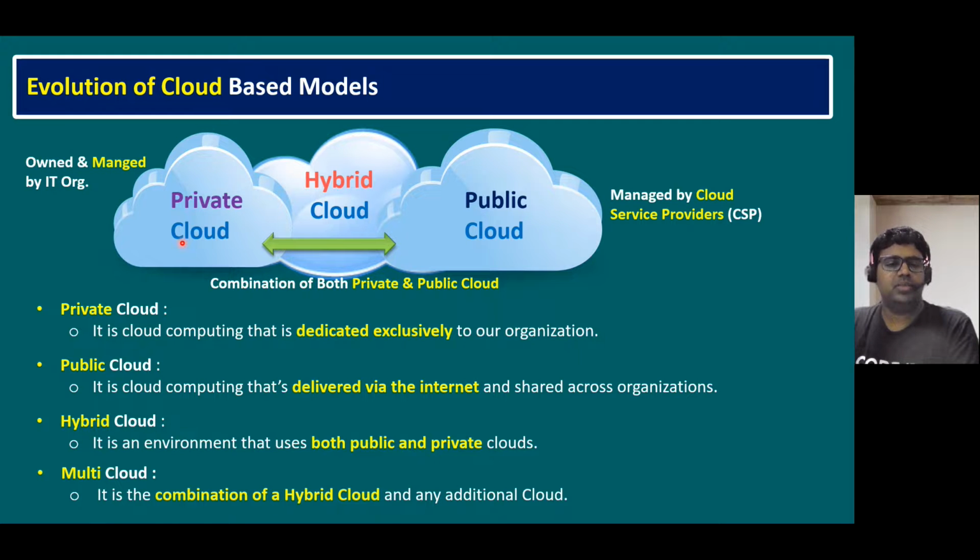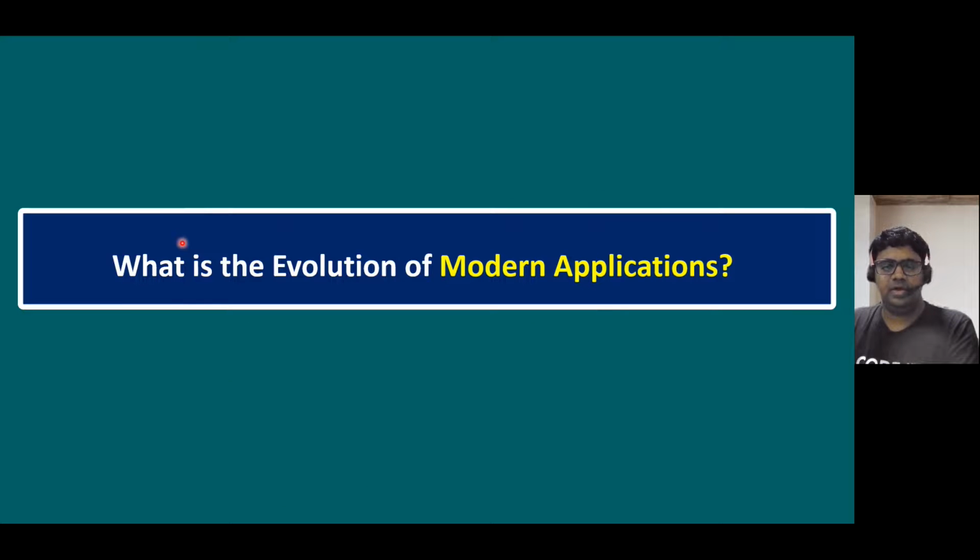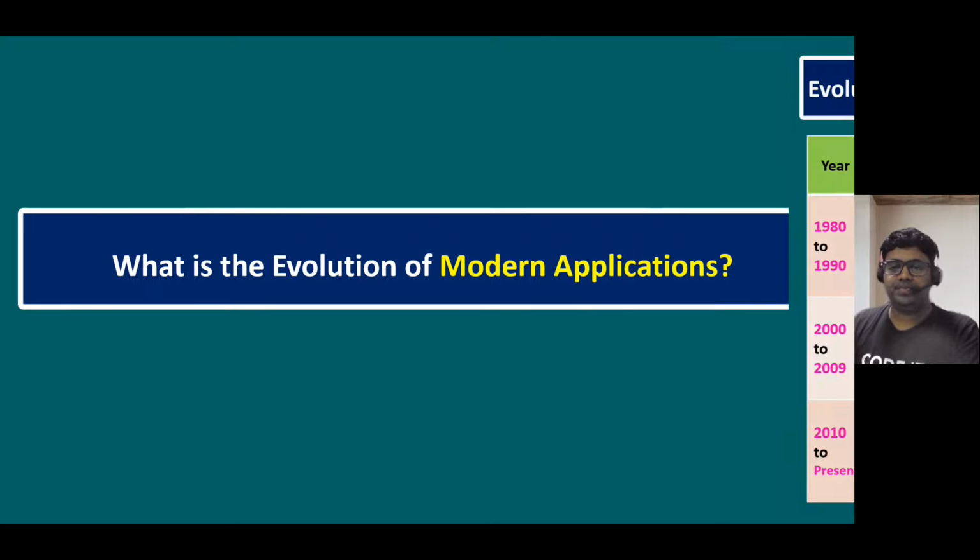Even during this example also, if your organization started using multiple public clouds and one private cloud also, it's relevant to the multi-cloud solution. Okay, so hope you are clear about the evolution of cloud based models. Now let's talk about another important point. What is the evolution of modern applications? Okay, this is also one of the key items we have to understand.